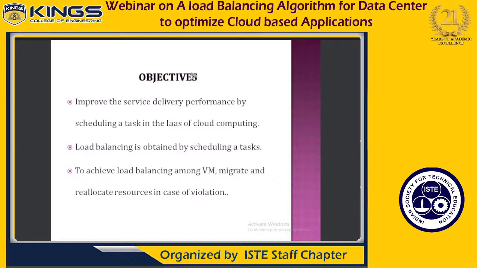The main objective of this paper is to optimize the delivery performance and IaaS of the cloud computing. It is mainly achieved by load balancing. Load balancing is nothing but scheduling a task to the available resource. So in this paper, they proposed a load balancing algorithm to allocate the client resource among the virtual machines, and they use some techniques to find the violation. If any violations occur, they migrate the task to the available resource. So this is the main objective of this paper.